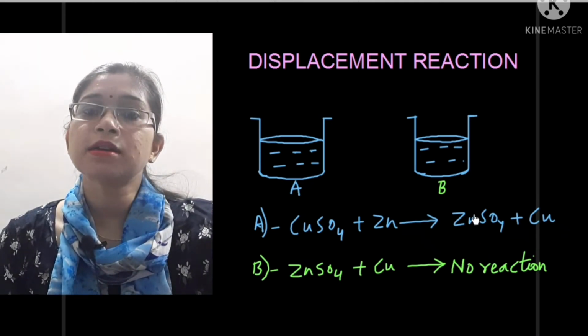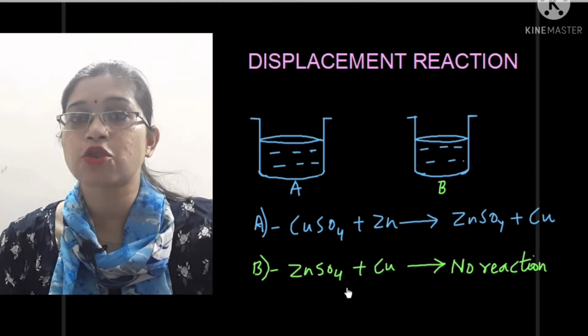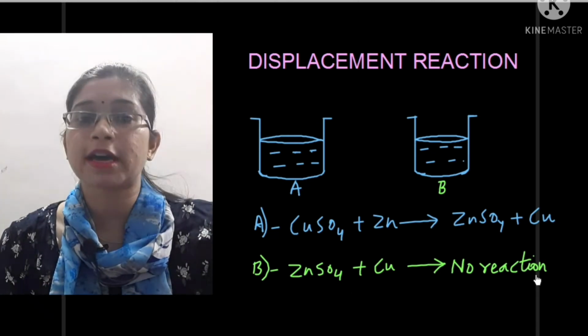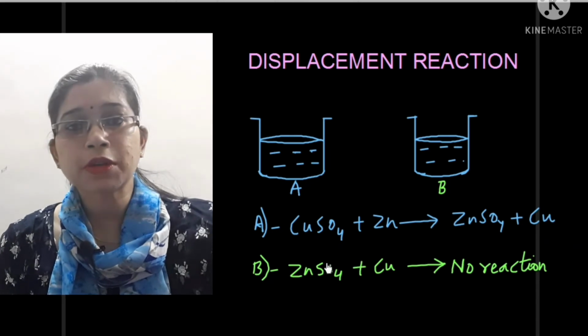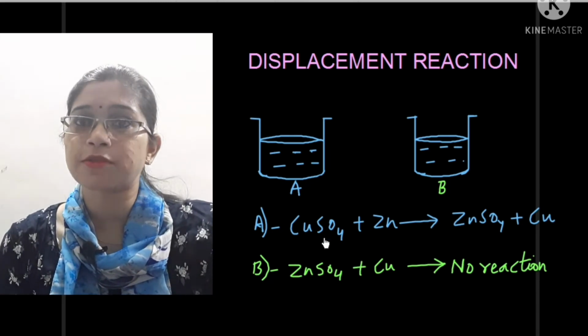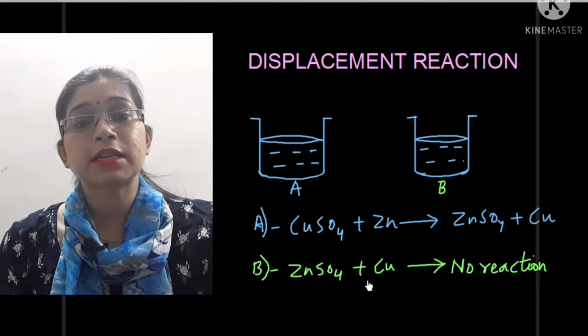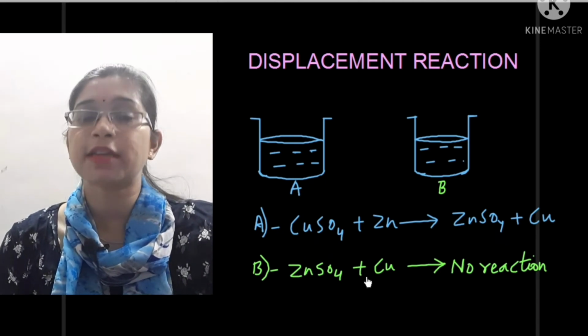In the second beaker, we can take zinc sulfate solution and copper. But we notice that there is no reaction at all. Although we took a similar type of solution, copper sulfate and zinc, then in this one zinc sulfate and copper, still there is a difference in the reaction. Now why is this so?